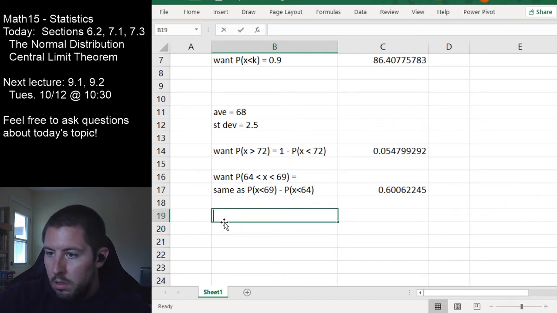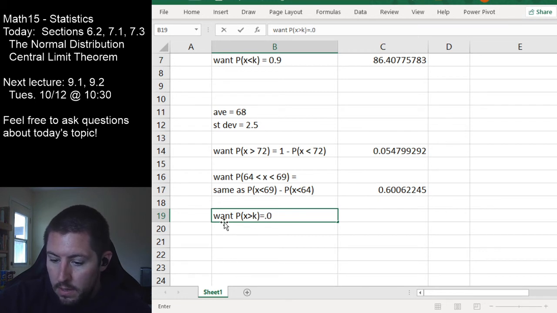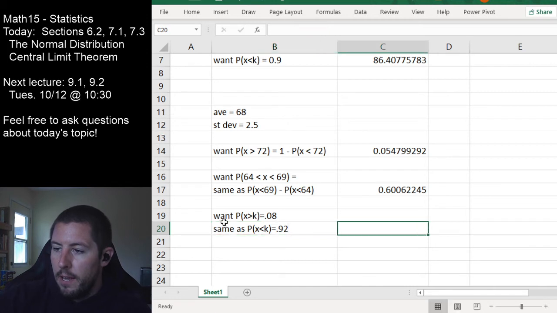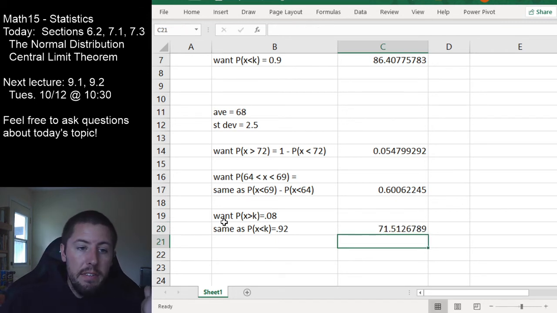We want the probability that x is greater than k being equal to 0.08. This is the same as the probability that x is less than k is equal to 0.92. We flipped it around right there. So I'm going to do equals norm.inv, probability 0.92 to the left, mean 68, standard deviation 2.5. And here, my guess was 70-ish. I'm getting 71.5. I feel pretty good about my guess right there. I was in the ballpark of where I expected to be.